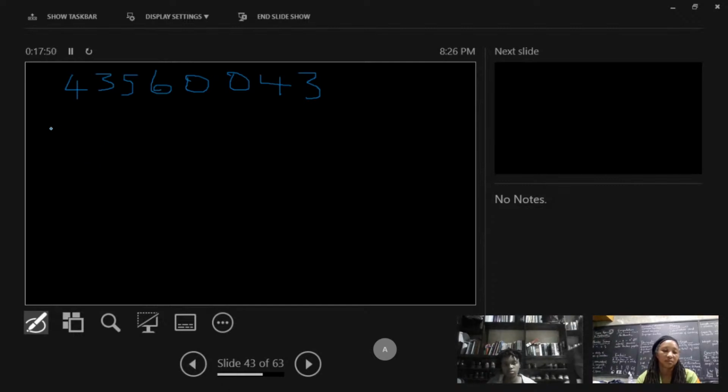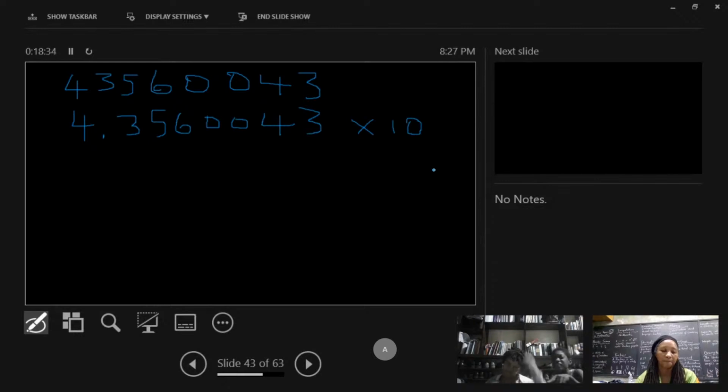So I'm going to start with the first whole number, which is 4. 4.3560043. I must multiply to get it back to its original place. It'd be 4.3560043 times 10 to the first power. Oh no, times 1, 2, 3, 4, 5, 6, 7, times 10 to the seventh power. Okay.